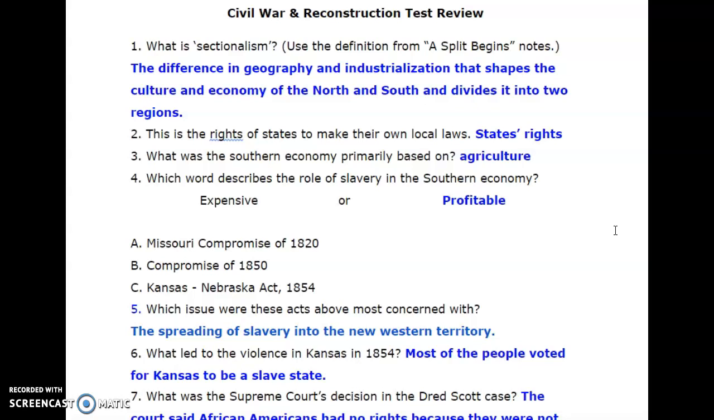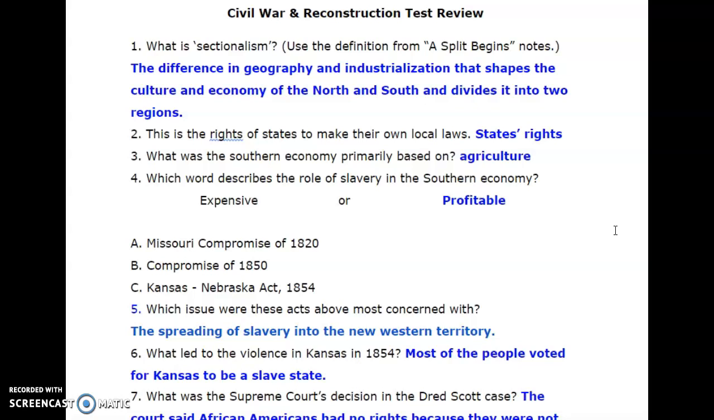Number two, this is the rights of states to make their own local laws, and that of course is a vocabulary word, that is states' rights. Number three, what was the Southern economy primarily based on? That was agriculture, and really leading into number four, the Southern economy was very profitable because of slavery. They didn't have to pay workers a wage to work in their fields, and so all that money saved by not paying somebody to do the work is really pure profit for slave owners.